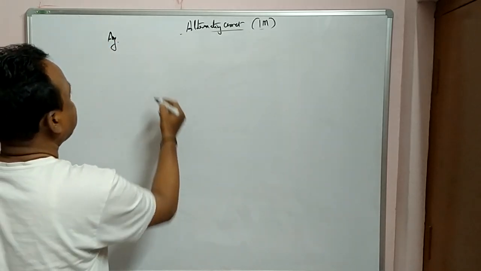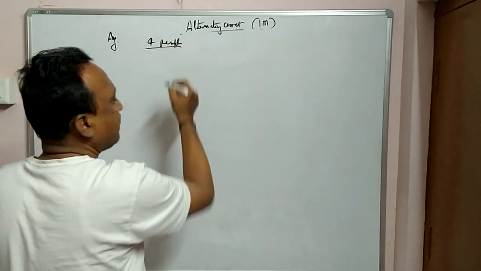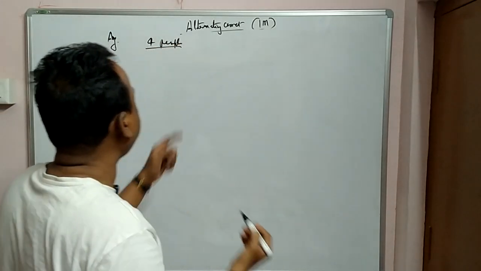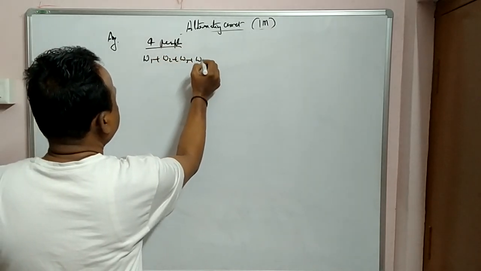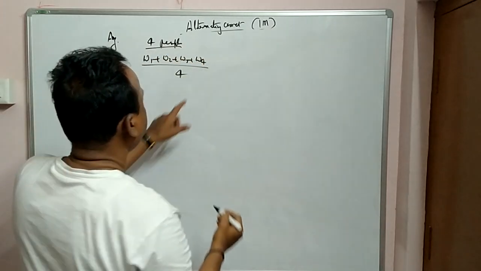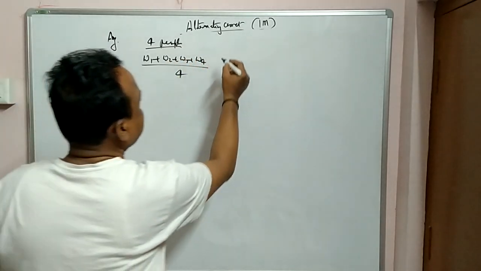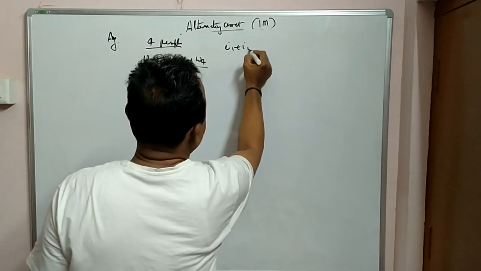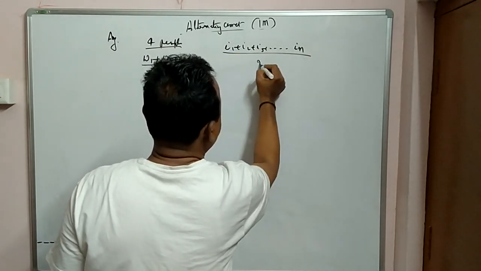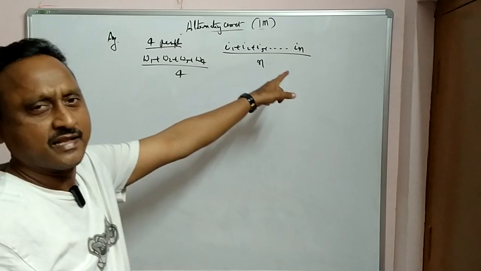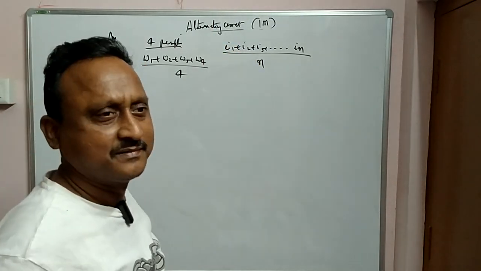In general, in mathematics, average means, for example, 4 people are there. If anybody asks you what is the average weight of the 4 people, what will you say? W1 plus W2 plus W3 plus W4, divided by 4. Then that will be the average weight of the 4 persons. In the same way, average current is I1 plus I2 plus I3 plus dot dot dot In, divided by the number n. If n currents are there, add up all those, divide by n. That is the average current.